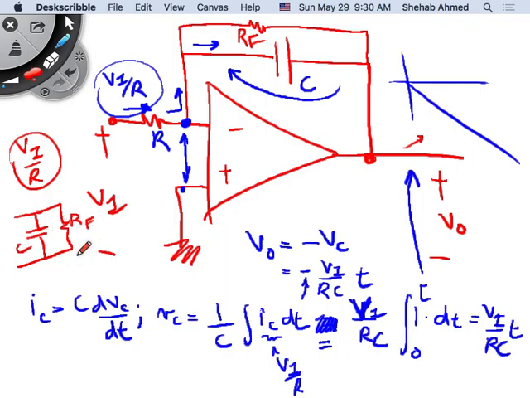Right? What happens after a very long time to a capacitor? This is DC current, VI over R. So it will become an inverting amplifier, right? If I keep this DC current flowing into this combination for a long time, the capacitor will become an open circuit, and this current will flow through the resistor only, right?